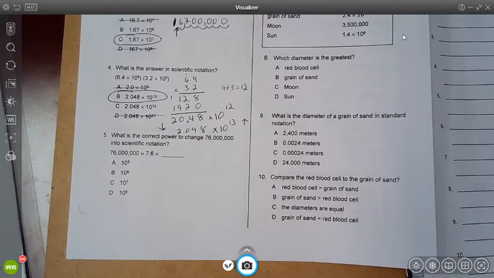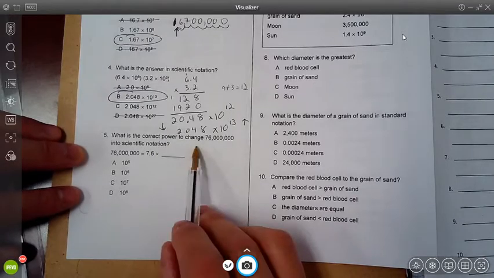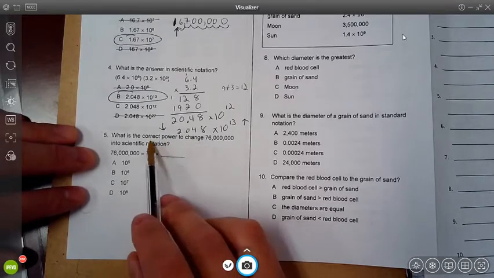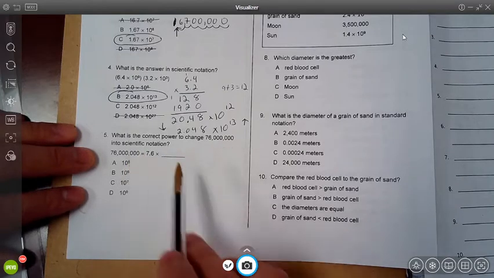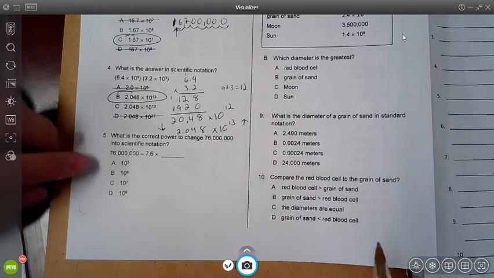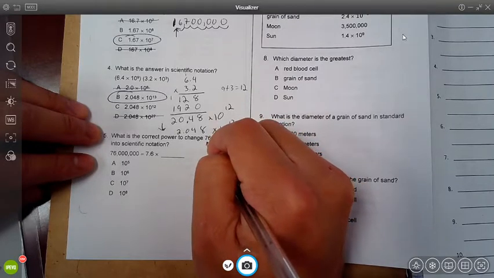Number 5, what is the correct power change? What is the correct power to change 76 million into scientific notation? Okay, so I need a number between 1 and 10. I would put the decimal between the 7 and the 6.